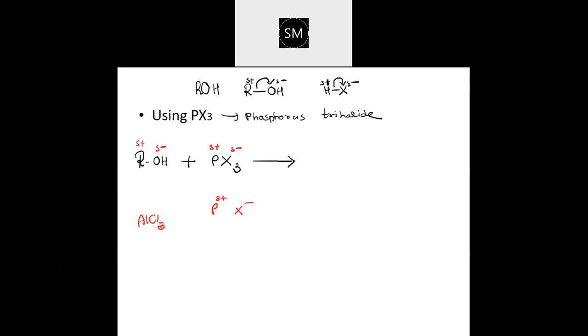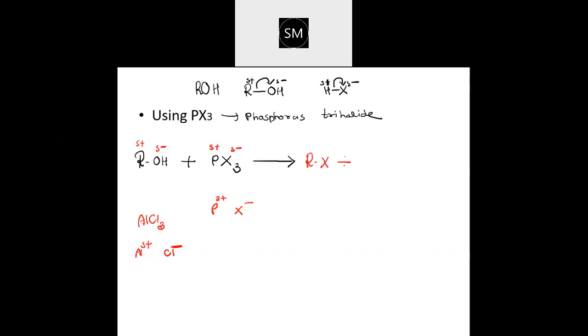When you write aluminium chloride, AlCl3, what does that 3 mean? That is aluminium's 3 plus charge, and chloride carries 1 minus charge. Due to the 1 minus charge, aluminium takes 3 chloride ions, so it becomes AlCl3. Similarly, in this double decomposition reaction, how will the product be formed? R combines with X because R's valency is 1 plus and X's valency is 1 minus, so RX will be formed.